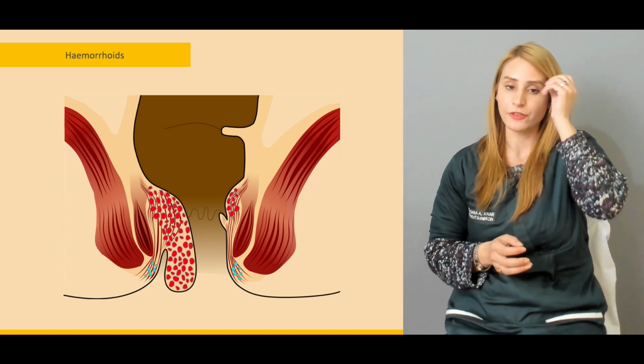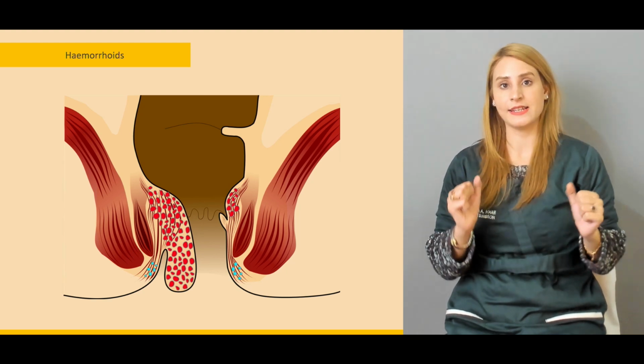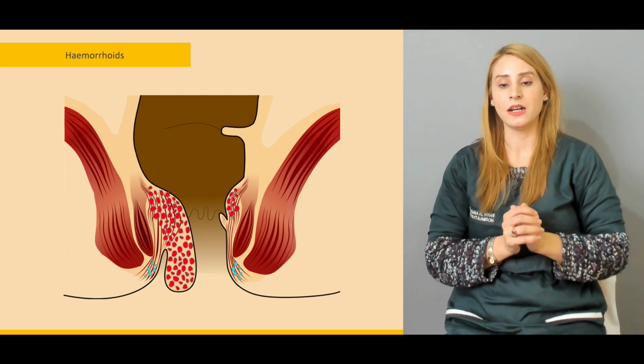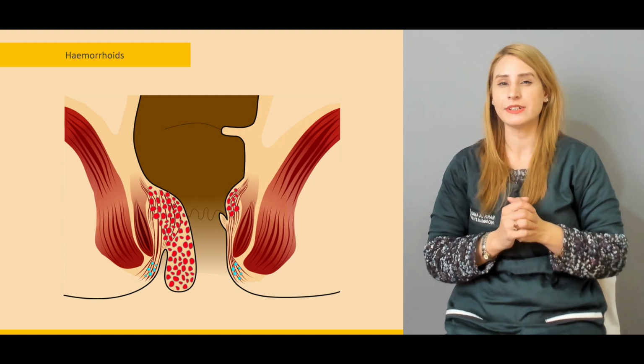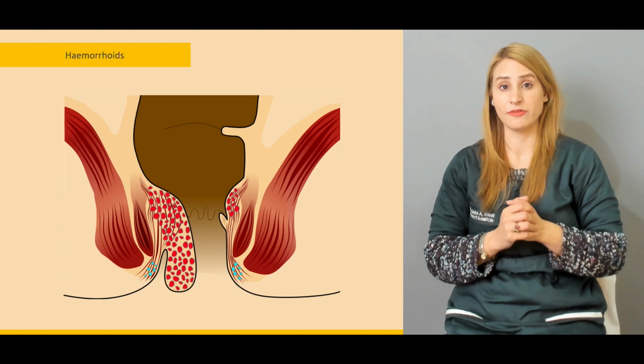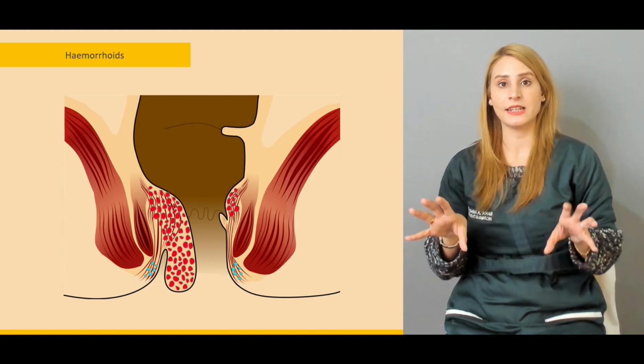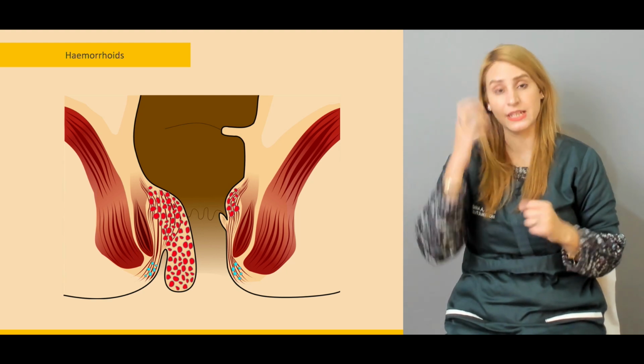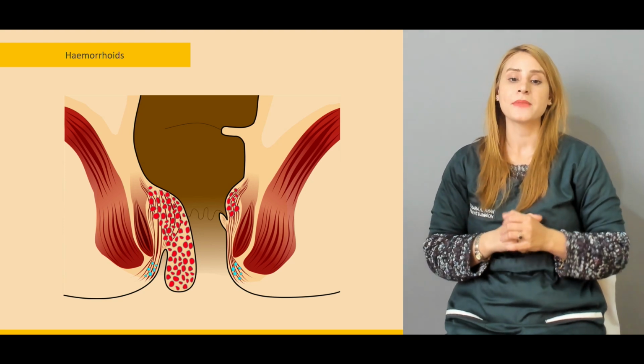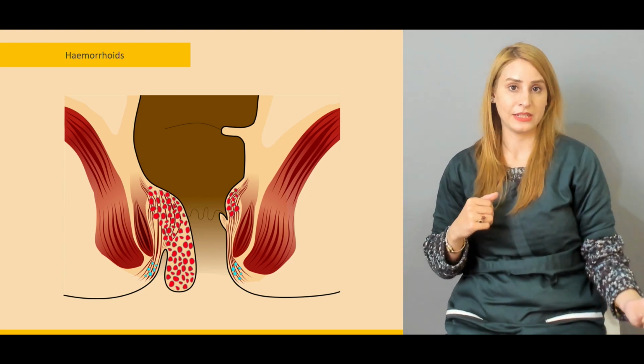external are painful. So the internal are arising from the tributaries of the superior rectal and the middle rectal veins. And these superior rectal veins are actually the tributaries of the inferior mesenteric vein. And the lower half of the anal canal is drained by the inferior rectal vein.